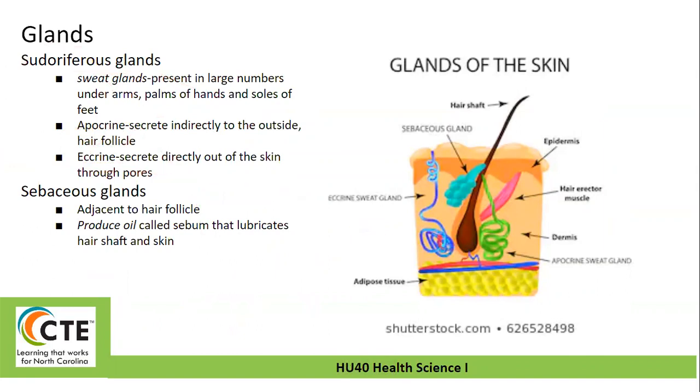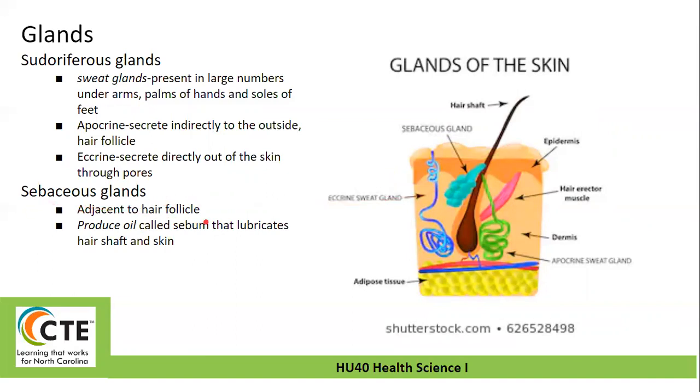Eccrine glands go directly to the skin. So it's all coiled up down in here, and then it comes right out here to a pore. Whereas the apocrine is adjacent to the hair follicle. It's a sweat gland, and it goes to the hair follicle, and then the sweat comes out.